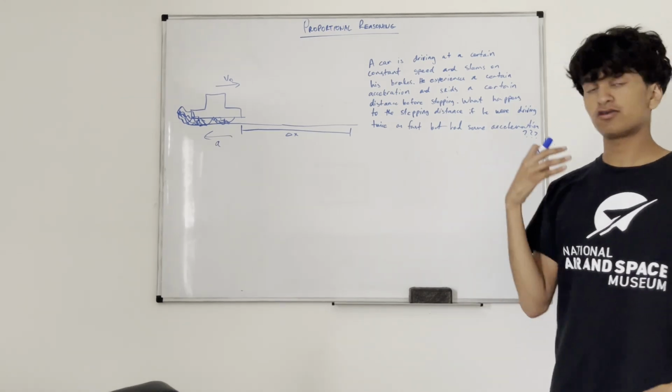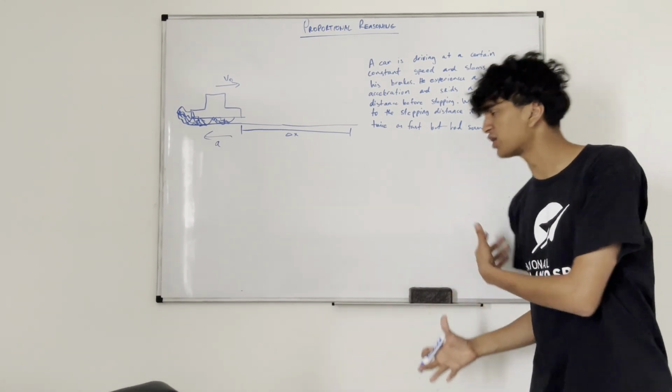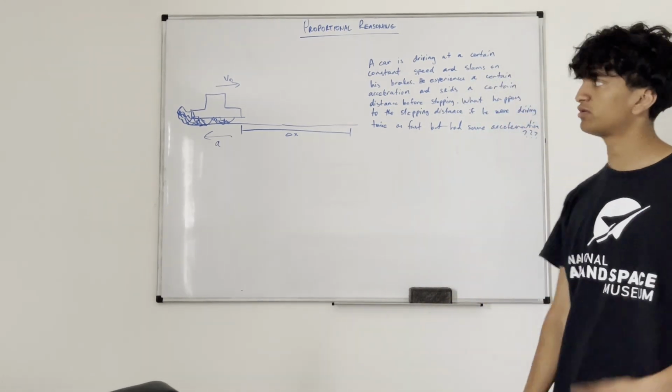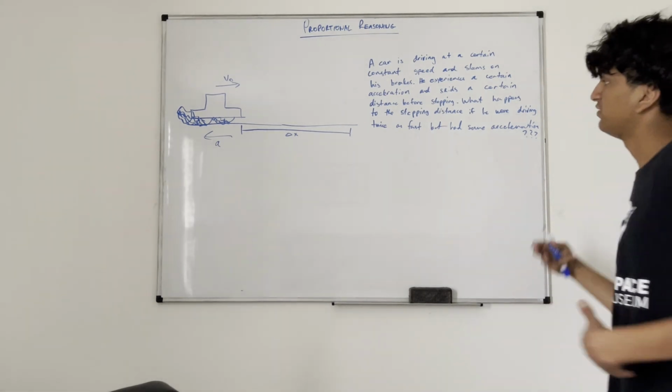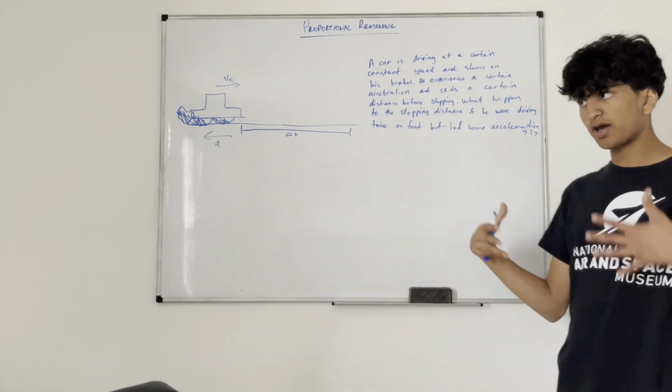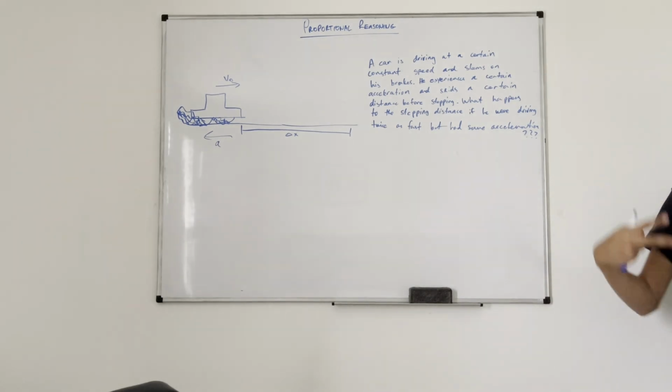So here's how you would approach this proportional reasoning problem. I know it's a proportional reasoning problem because it's asking, what happens to the distance if you were to change the speed, right? What happens to the distance if you were moving twice as fast?